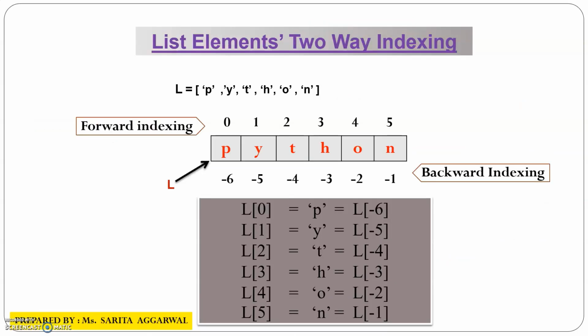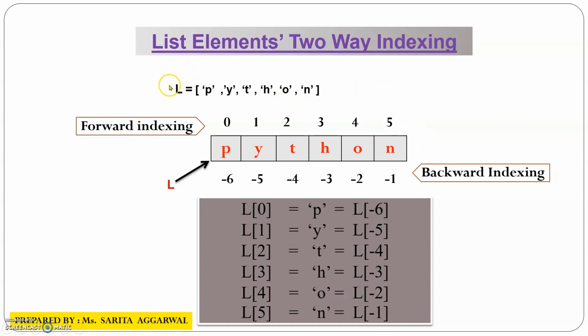Next one is list elements two-way indexing. Now in Python there two-way indexing is used. In C and C++ we have used array, है ना? और array में क्या होता था? Only one way indexing होती थी and indexing start with 0. But in Python there are two-way indexing, forward indexing as well as backward indexing.